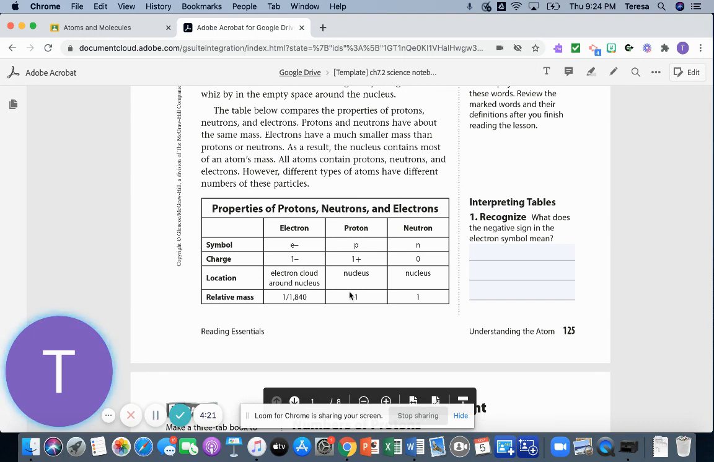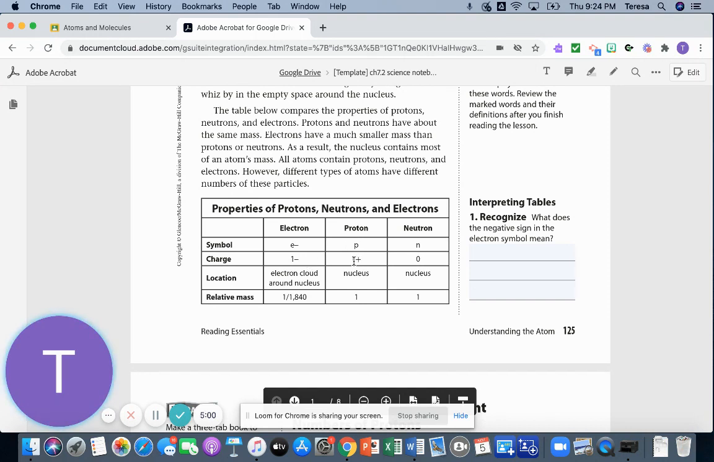All right, ladies and gentlemen, there's a table below that essentially summarizes everything that was set up here. We've got this table about protons, neutrons, and electrons. We see symbol, charge, location, and relative mass, and then each of the subatomic particles is listed: electron, proton, and neutron. The symbol for an electron is e with a negative sign. Protons are p, usually followed by a plus sign. And neutrons are n, all lowercase letters. The charge on an electron is a 1- charge.